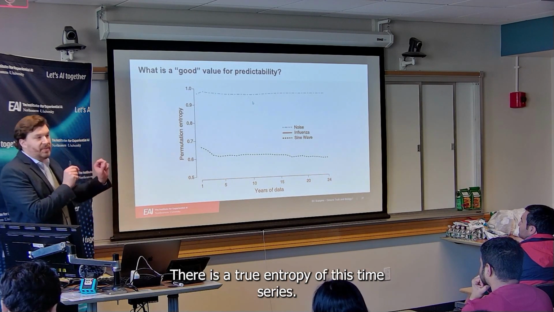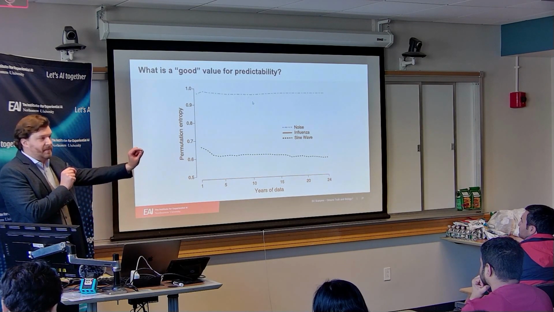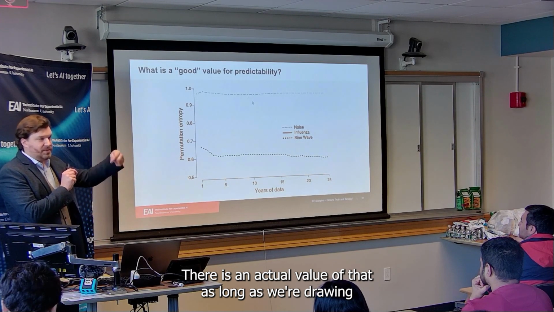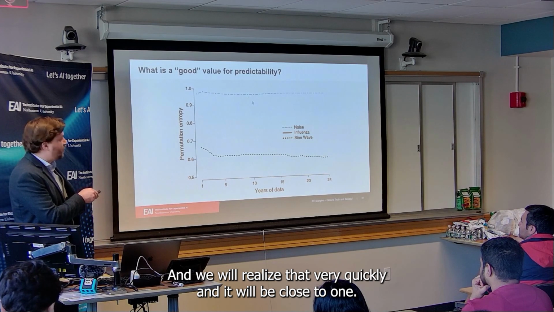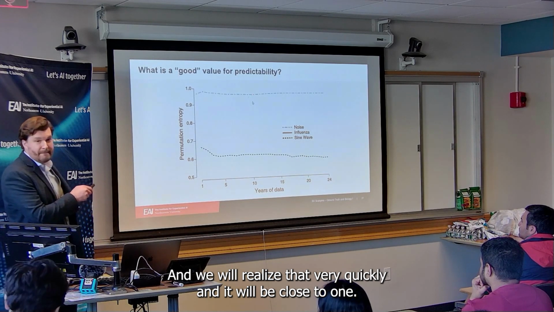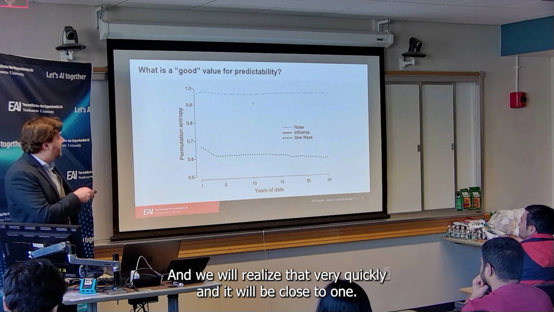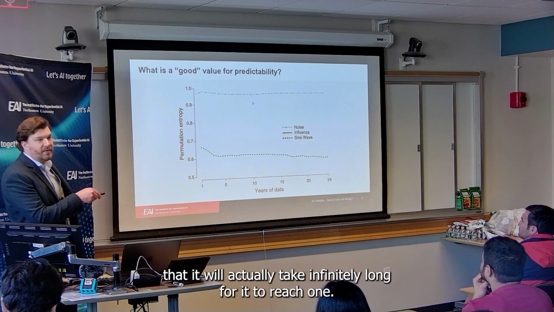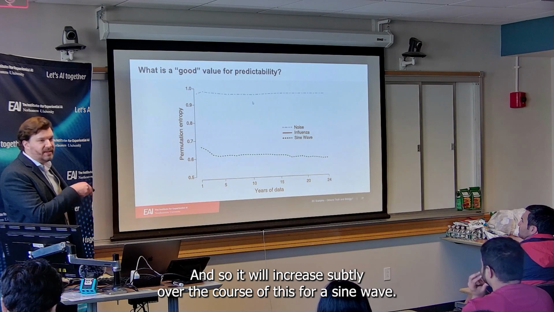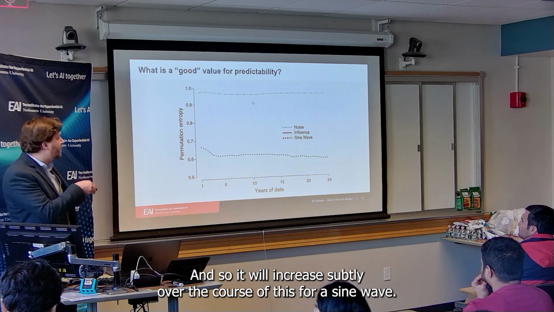That's not going to change very much. There is a true entropy of this time series. There is an actual value of that as long as we're drawing from the same Gaussian and not changing the parameters. And we will realize that very quickly, and it will be close to 1. Your intuition is right that it will actually take infinitely long for it to reach 1. And so it will increase subtly over the course of this.